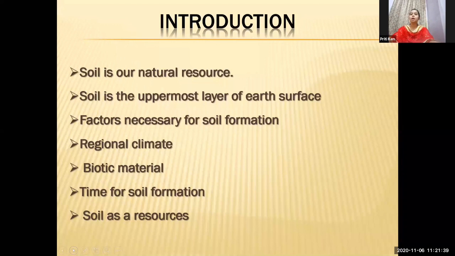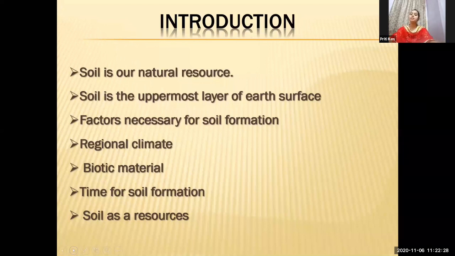Second, soil is the uppermost layer of Earth's surface. Inside the Earth, there is no soil, but the top layer of the Earth's crust consists of soil. Now, factors necessary for soil formation. What are the factors necessary for soil formation? You must have learned this in your previous lecture, the first half of this chapter. The first is regional climate, the second is biotic material, the third is time for formation of soil, and the fourth is soil as a natural resource.